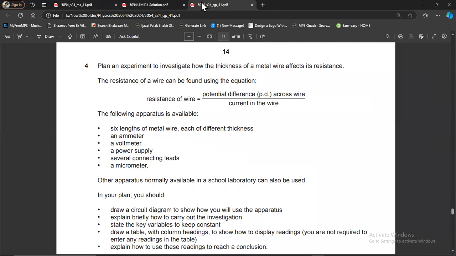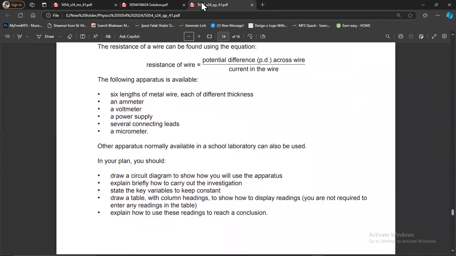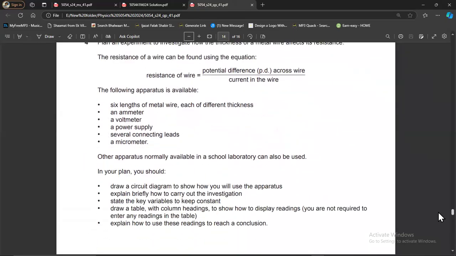In your plan, you should draw a circuit diagram to show how you will use the apparatus. Explain briefly how to carry out the investigation. State the key variables to keep constant. Draw a table with the column headings to show how to display readings, and you are not required to enter any readings in the table. Explain how to use these readings to reach a conclusion. Okay, so very simple.